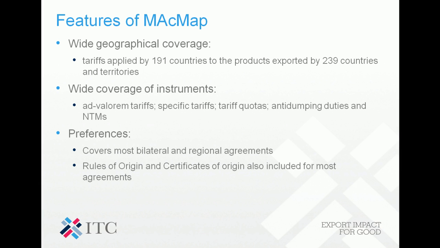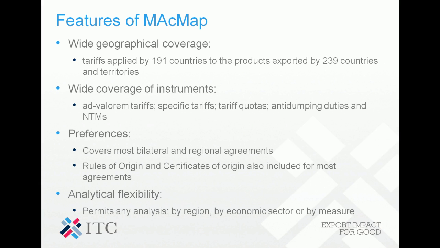The tariff information includes preferential trade agreements. Market Access Map covers preferences arising out of bilateral and regional trade agreements, and also rules of origin and certificates for most agreements. The option to view all this information sorted by region, economic sector, or by measure gives you a large analytical flexibility.